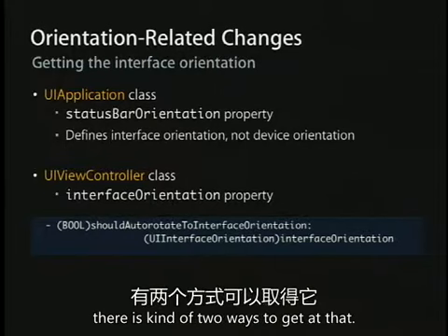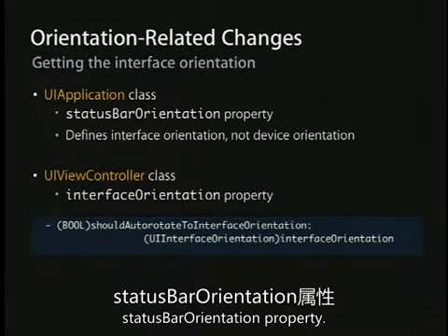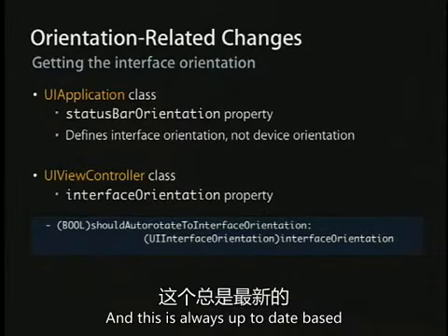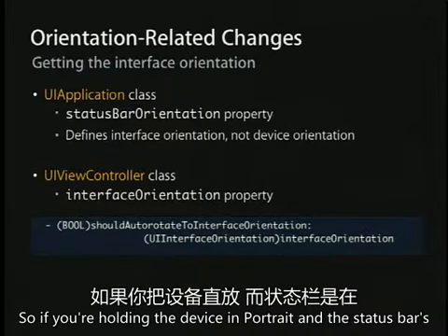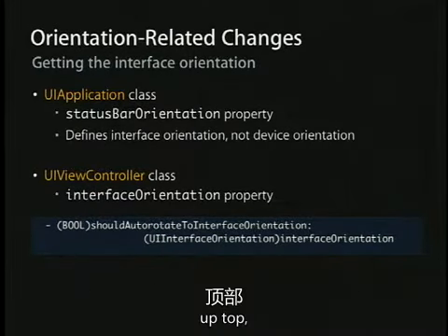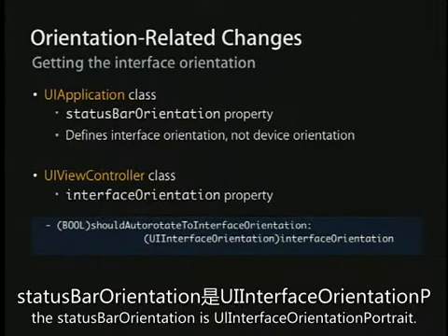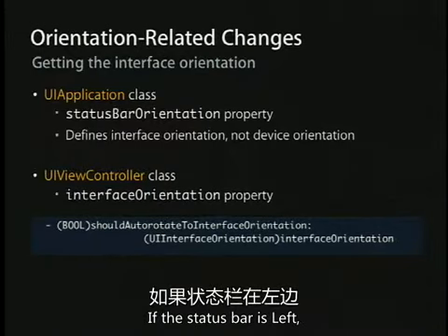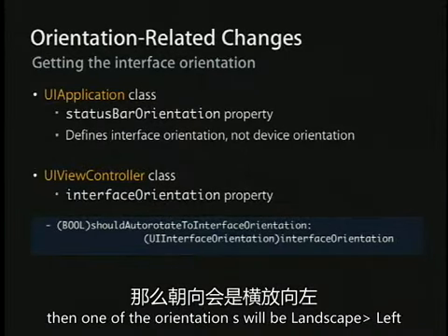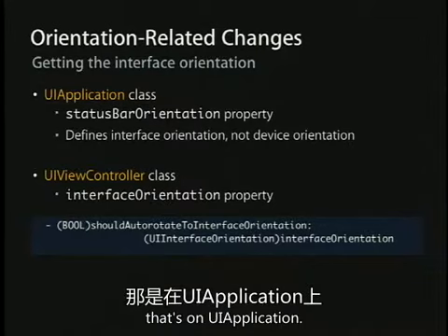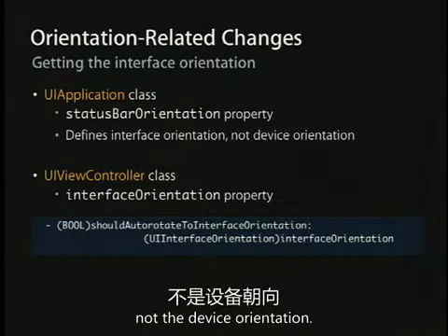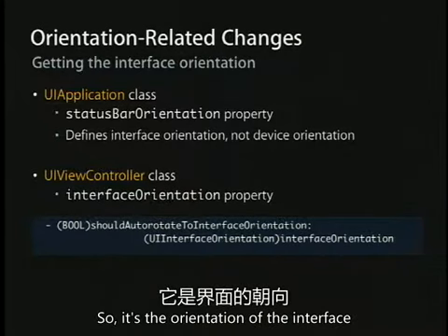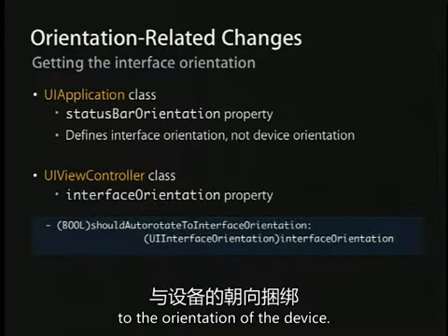The interface orientation stuff, there's kind of two ways to get at that. The UIApplication class defines the statusBarOrientation property. And this is always up to date based on where the status bar currently is on the screen. So if you're holding the device in portrait and the status bar is up top, then statusBarOrientation is UIInterfaceOrientationPortrait. If the status bar is left or right, it'll be landscape left or landscape right. That's on UIApplication. It defines the orientation again, not the device orientation. So it's the orientation of the interface, which may not necessarily be tied to the orientation of the device.